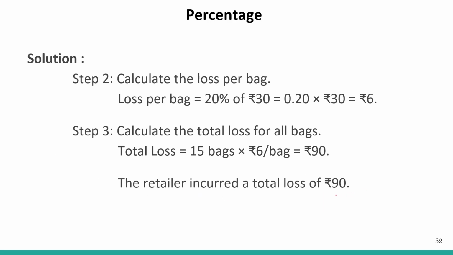Calculate the loss per bag. Loss per bag is equal to 20% of 30, so 0.20 into 30 is equal to 6. So 6 is the answer. Calculate the total loss for all bags. Total loss will be 15 bags into 6 rupees per bag, so it will be 90 rupees. In this case, the retailer incurred a loss of 90 rupees.